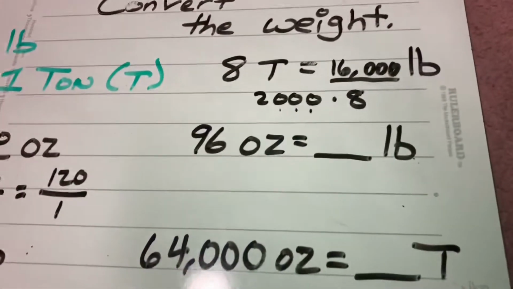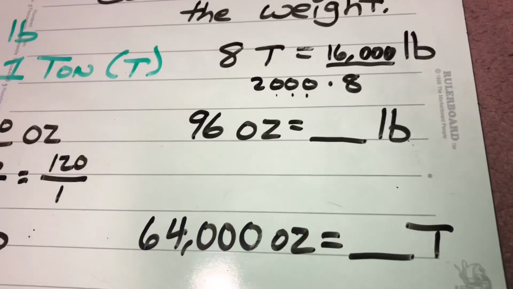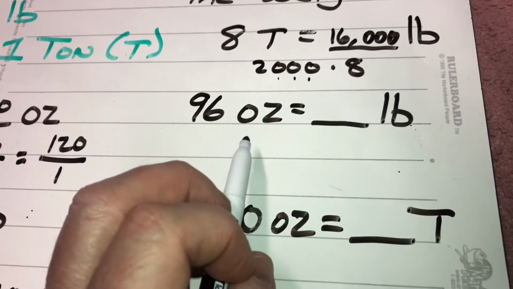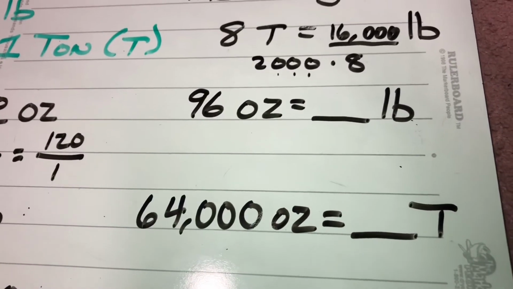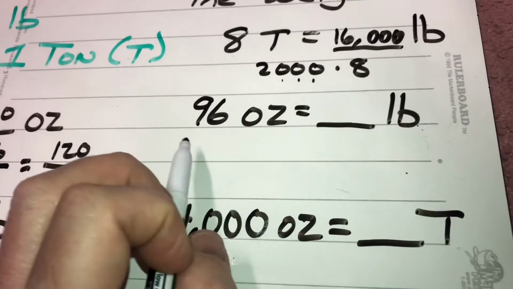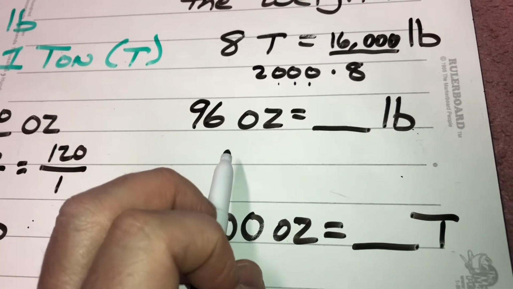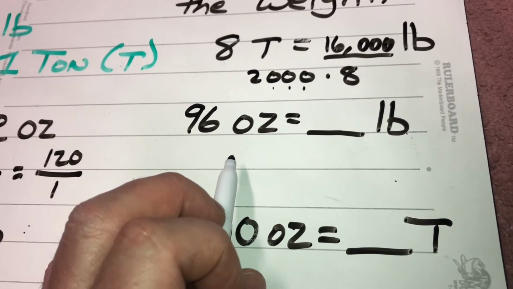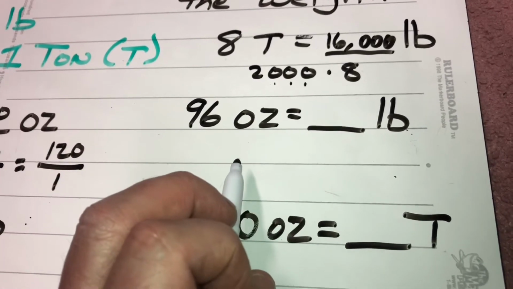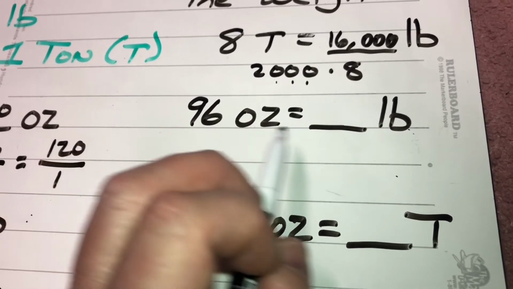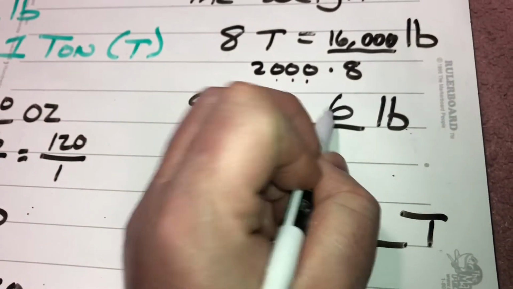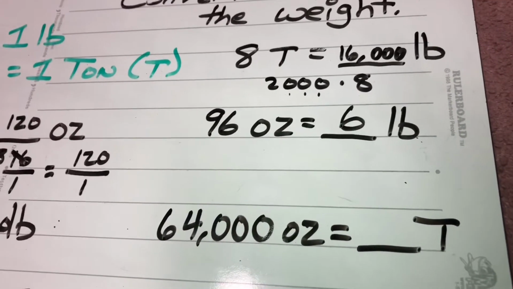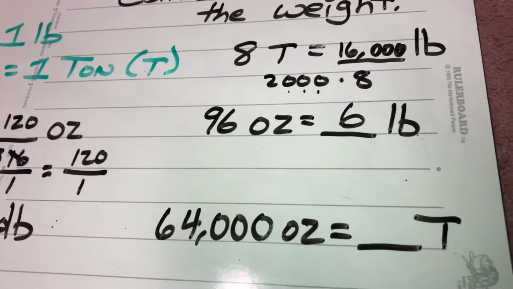96 ounces equals blank pounds. When I think about 16, first of all, I want to know if it can go in evenly. 16 times 1 is 16, times 2 is 32, times 3 is 48, times 4 is 64, times 5 is 80, times 6 is 96. So that works out perfectly. And sure enough, 96 divided by 16 is 6. I know this is division because 1 ounce is smaller than 1 pound. The measurement is getting bigger, so the number gets smaller. So I'm going to divide.